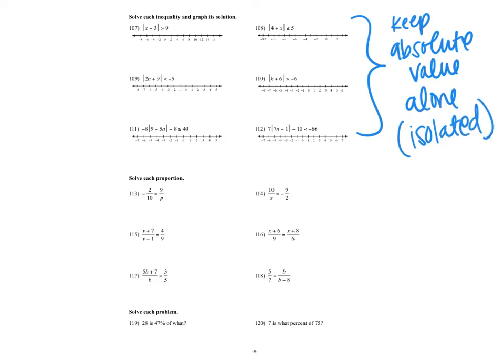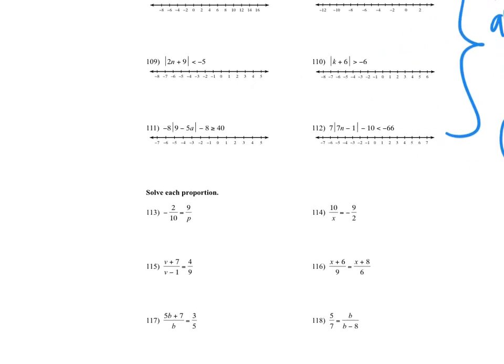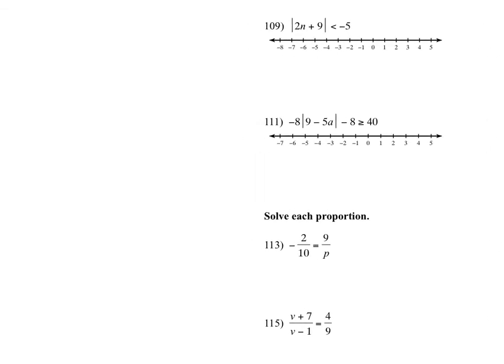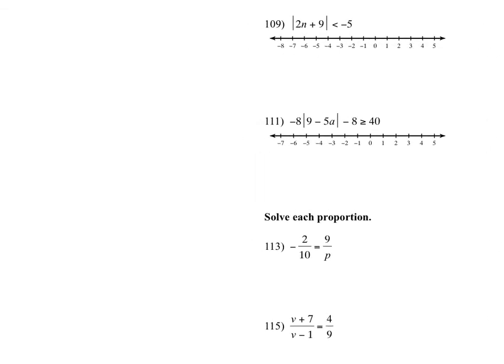And let's try a complicated one. Well, we'll do two. We could do 109 first and then try 111. So 109 is already alone. Therefore, I have |2n + 9| < -5.